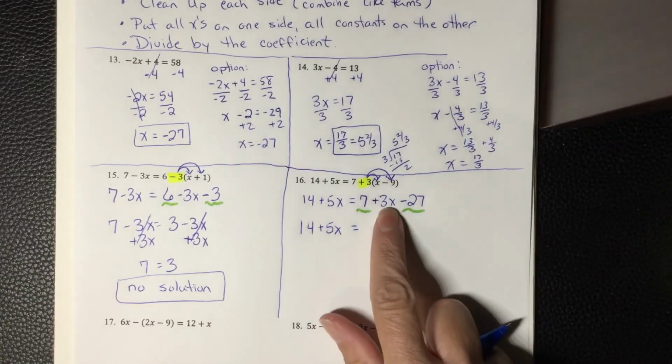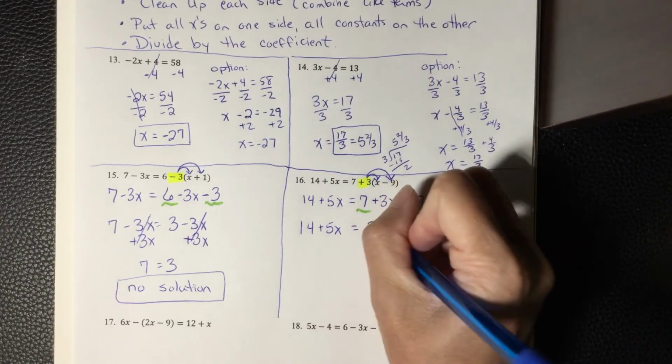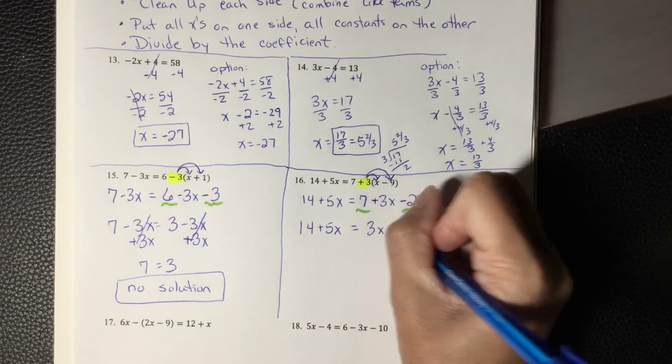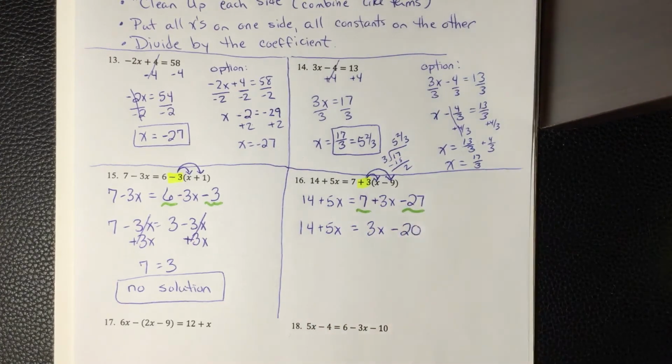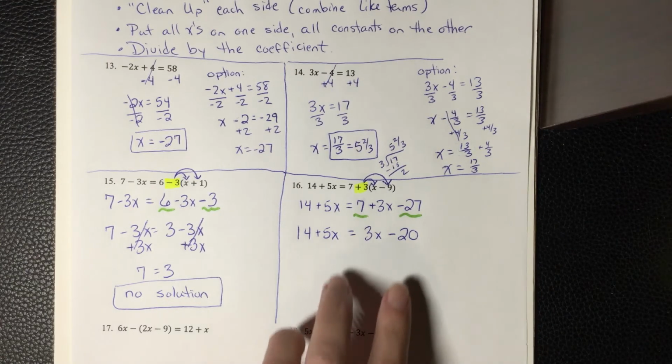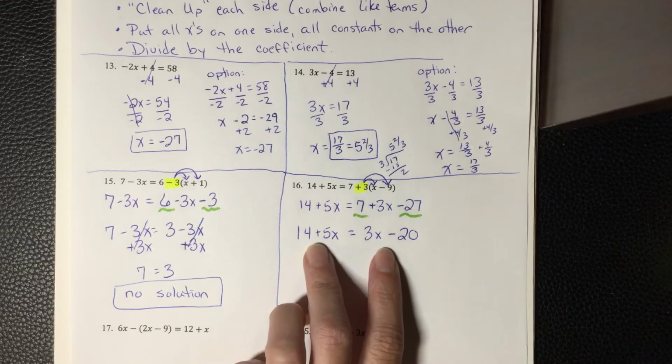It doesn't matter what order you put these in. I might put the 3x first, and then 7 minus 27. The signs are different, so I subtract and keep the sign on the 27. So I get 3x minus 20. All right, so I've removed parentheses, I've cleaned up each side.